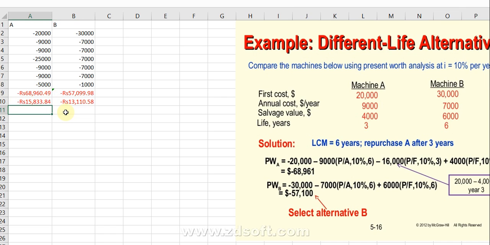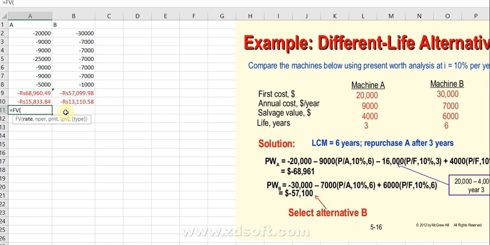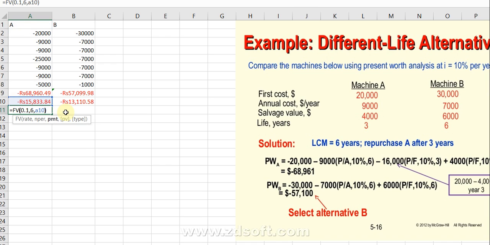Now if you want to calculate the future worth, FV is the formula. Just put interest rate 0.1, NPER 6, PMT, which is the annual worth that you have already calculated, so it will be your A10 cell. And you have to put a negative sign here also. And similarly the future worth is calculated this way. And from future worth also, it is concluded that alternative B is the selected alternative.